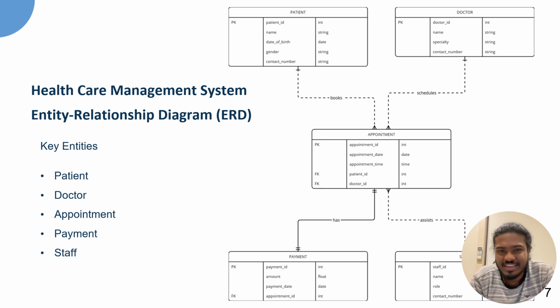Fourth is the payment table, tracking payments made for appointments, storing the amount, payment date and the associated appointment ID. The primary key is payment ID and the foreign key is appointment ID, ensuring payments are tied to specific appointments. Fifth one is the staff table. It stores staff details including their name, role, and contact information. Each staff member is uniquely identified by staff ID. Thank you.